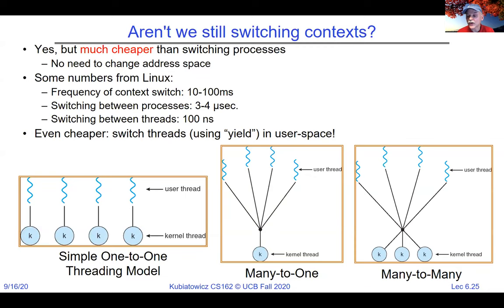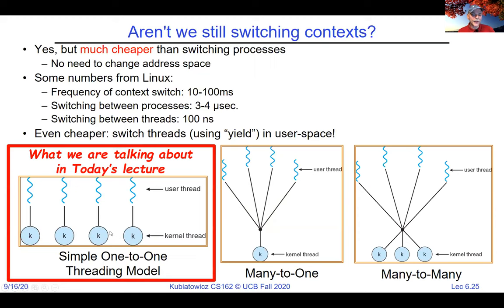And so that's why there's also a many-to-many model, where you have a small number of kernel threads and many more user threads. That has special library support, and don't worry about it. You, as a programmer, would just see a bunch of threads, and the library would hide this from you. But today we're talking about the thing on the left for the lecture.